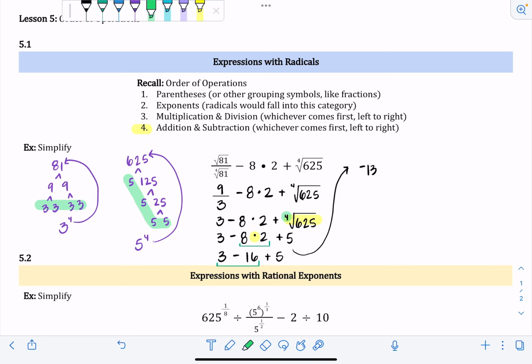And then I have to make sure that I copy down my plus 5 after. And now I just have that addition, so I can go ahead and add negative 13 and 5. And when you're adding a positive and a negative number, you really just find the difference between them. The difference between 13 and 5 is 8, and then you take the sign from the larger number. So this would be a negative 8 since the 13 was negative and it was bigger. So final answer is negative 8.